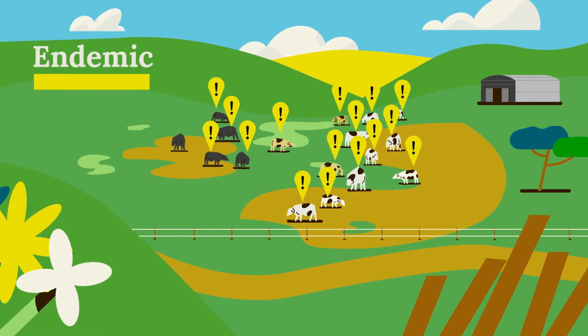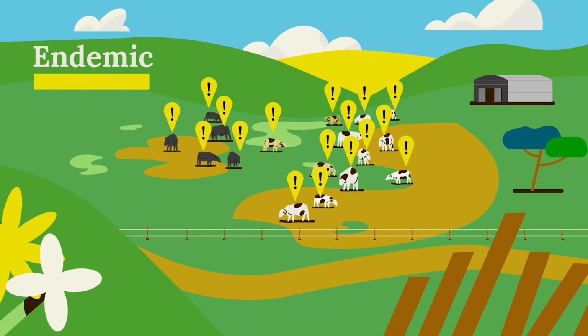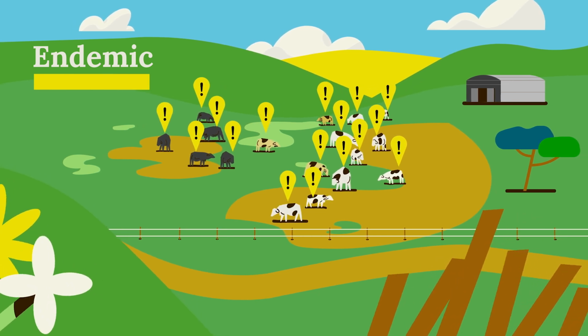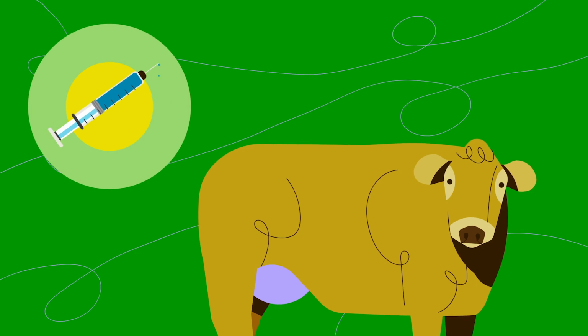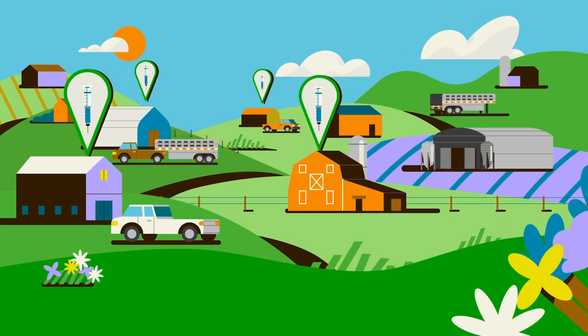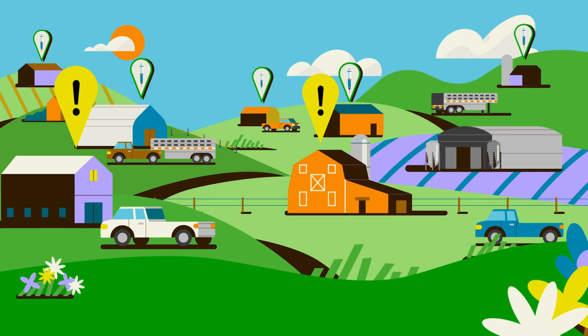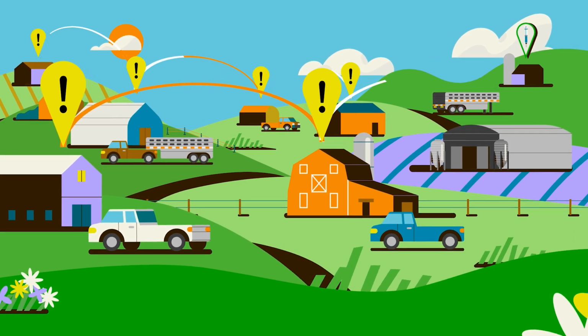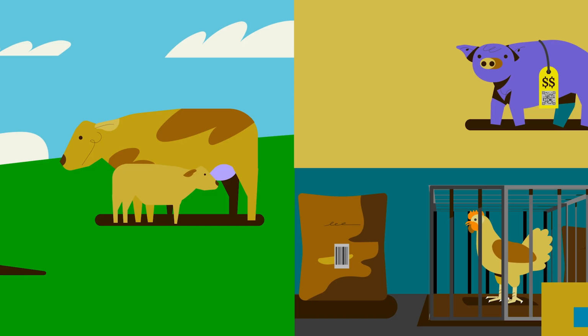Diseases that are common in animal populations are also called endemic. They can be controlled through vaccination and other preventative measures, but outbreaks still happen sometimes when vaccination rates fall or disease exposure overwhelms vaccine-generated immunity.